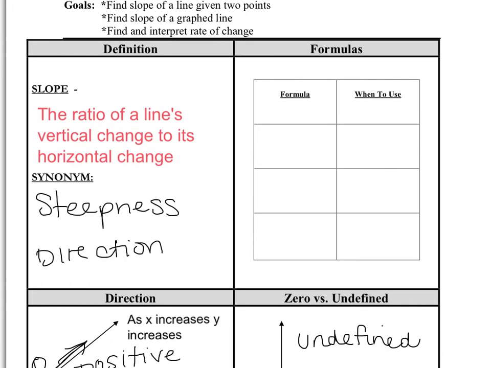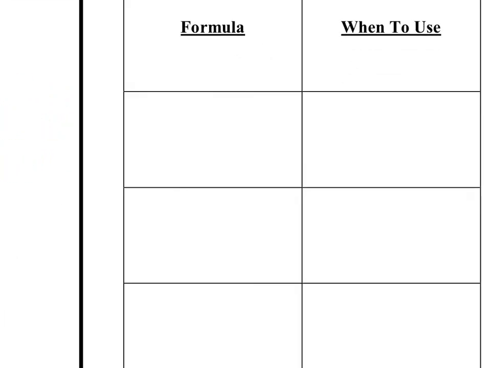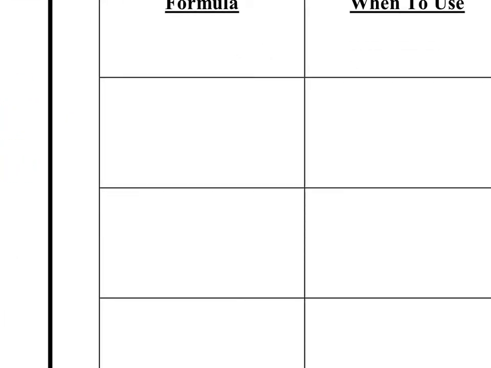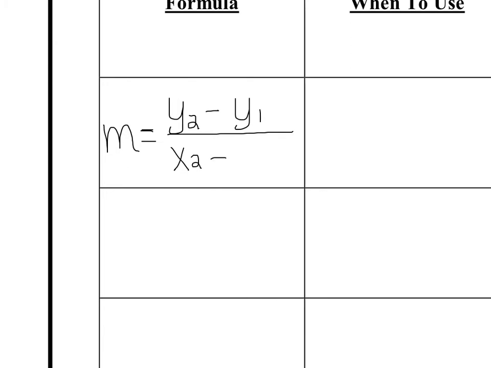So if we go back to our formulas, the first formula that we're going to use for slope is m. m is going to be the letter that we use for slope. I don't really know why, other than maybe m for mountain. I'm going to make my fraction bar. So to find slope, one formula could be y2, that's not an exponent, it's a subscript, minus y1 over x2 minus x1. And we're going to use that formula when we have 2 points, or 2 coordinates.